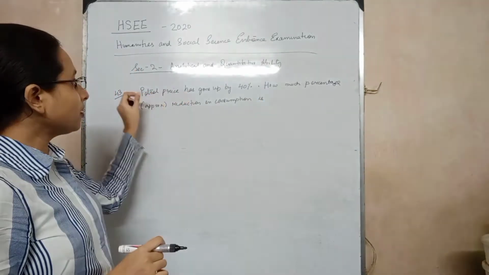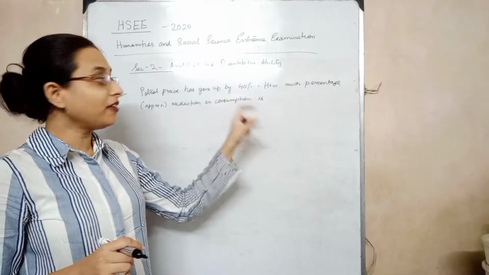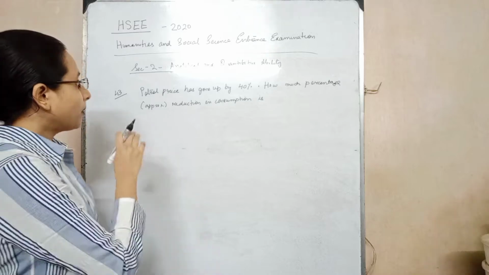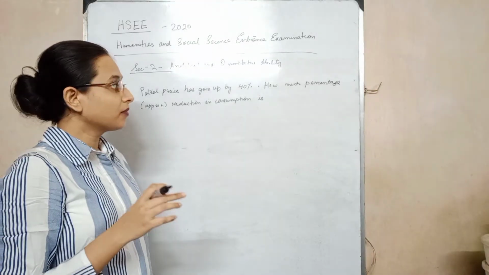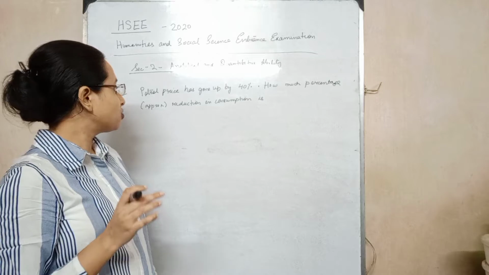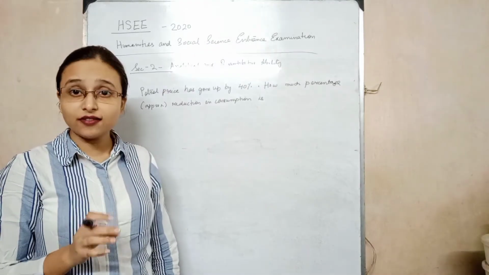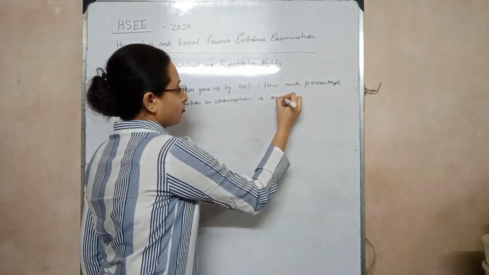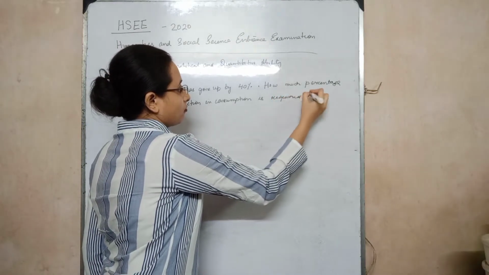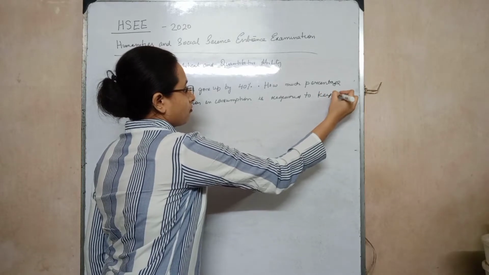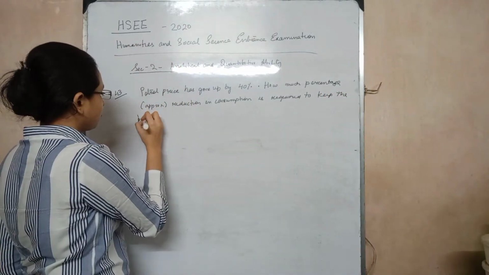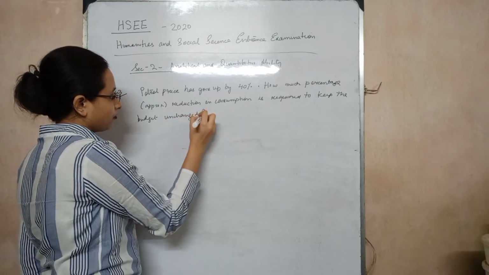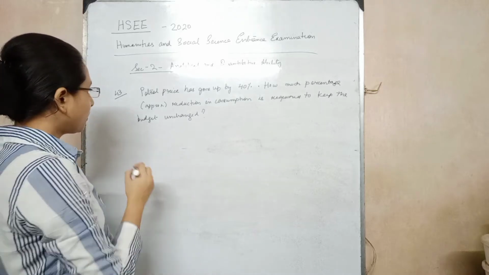Now let me say something. The petrol price has gone up by 40%. So make a note of the number 40%. Petrol price has gone up by 40%. How much percentage reduction in consumption is required to keep the budget unchanged? Okay, this is your question.